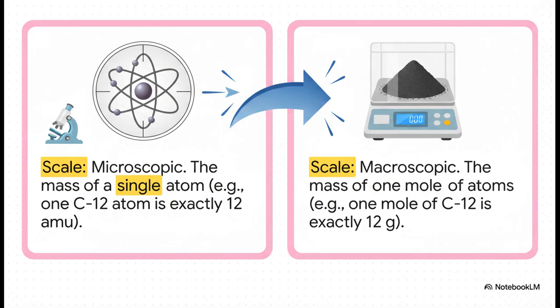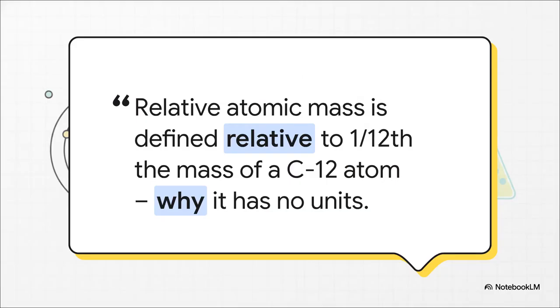This is a super common trip-up, so let's clear it up right now. Atomic mass unit, or AMU, is for one single atom. It's microscopic. Molar mass, on the other hand, is for a whole mole of atoms, that giant number. It's macroscopic. The number itself, like 12 for carbon, stays the same, but the scale and the units are completely different. And that finally explains why relative atomic mass, or AR, has no units.